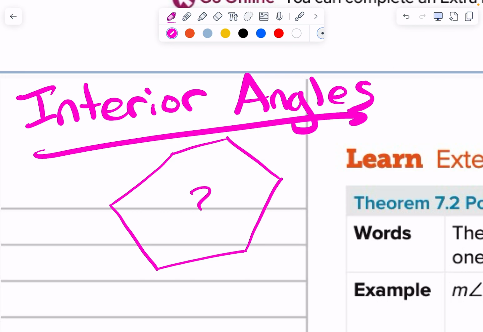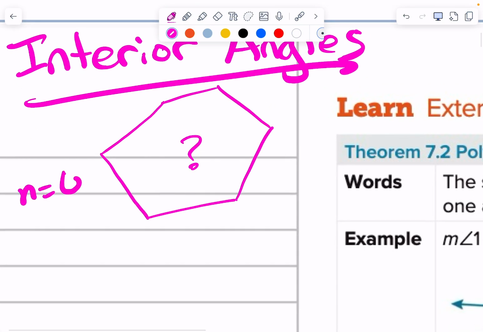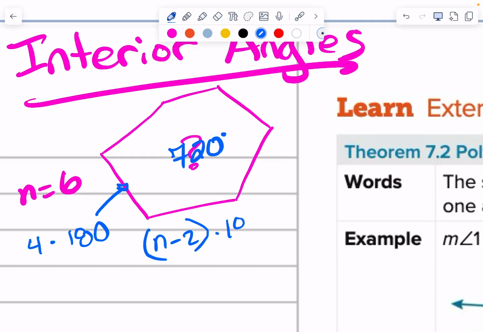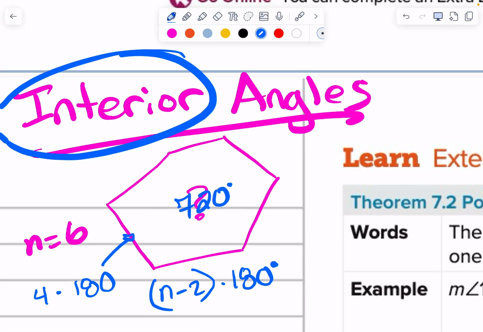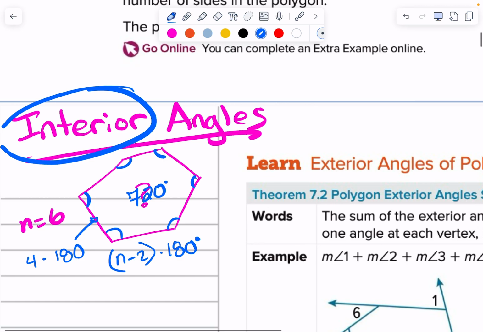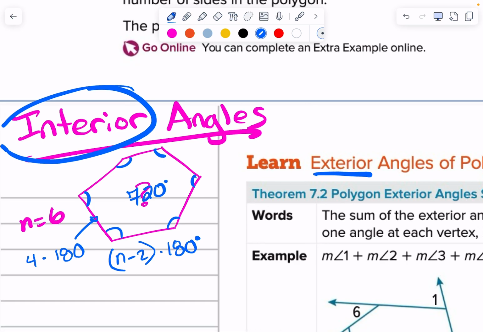How do I figure out how many degrees are inside of that 6-sided figure? How many triangles will that 6-sided figure have? 4, and I take that times 180, and that is how much? 720. So the degrees inside of that 6-sided figure is 720, because you take n minus 2 and multiply by 180. Those are interior angles. Interior means inside. All of these angles inside here add up to 720. Now we're going to talk about exterior angles. Your homework assignment is going to ask you for both. Make sure you know which one they are doing, because they are both very different.